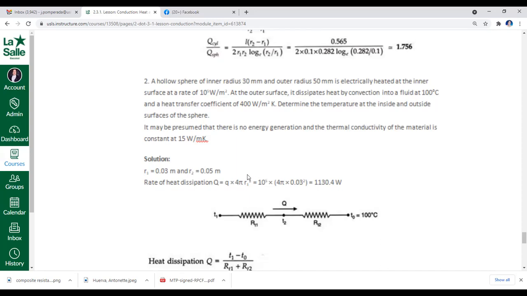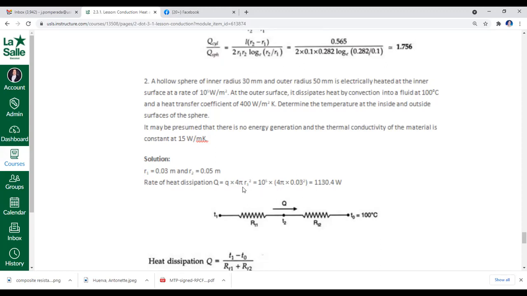Now, we did use the inner radius of our sphere because that is where heating is starting from. So it's electrically heated at the inner surface at this particular rate. So if this is the rate of heat transfer from the inner surface, regardless of how many layers of thickness your sphere material has, that is still the same rate of heat transfer, as long as there are no losses.